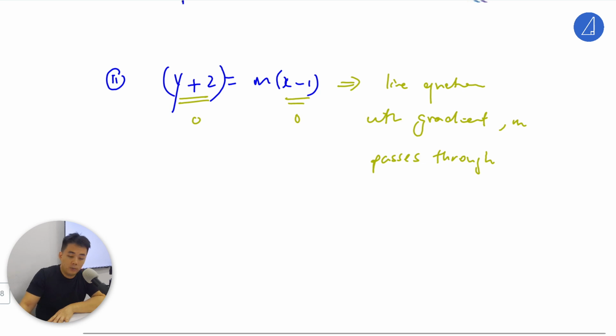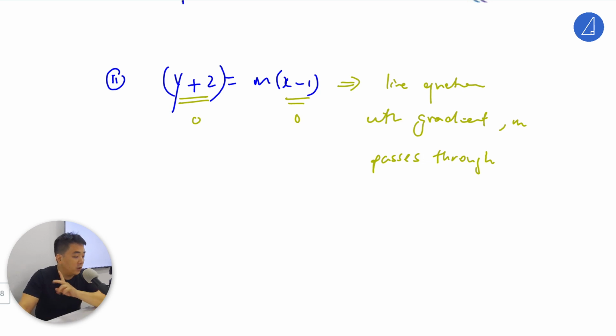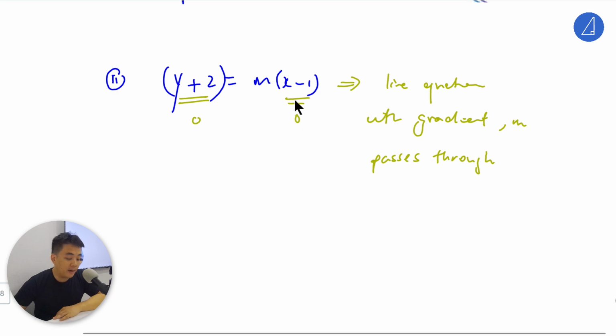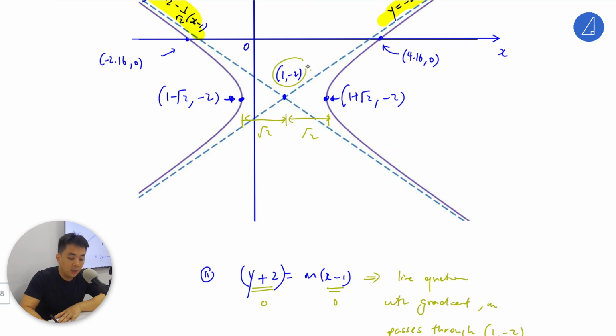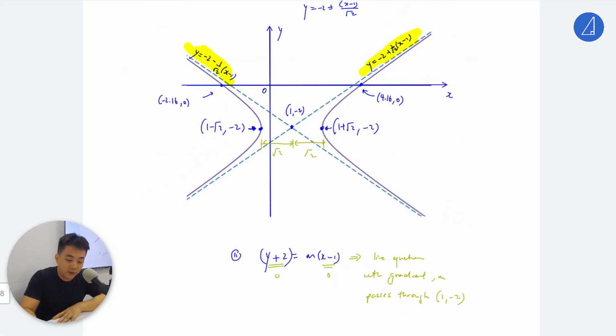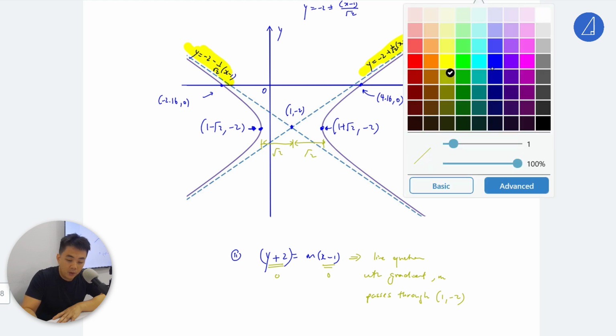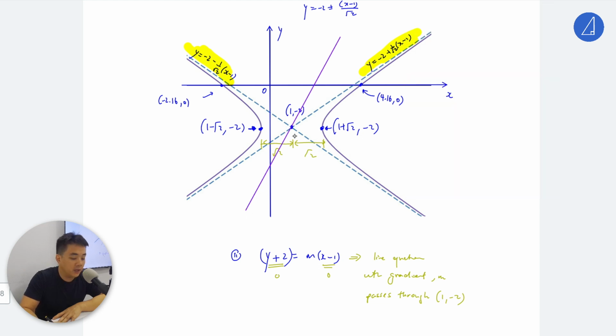Because one point I know for sure, I know M is always changing. But if M multiplied by 0, I can be sure that this is also 0. So in other words, it will pass through 1 comma minus 2, which is here. So what you need to visualize is actually a line which pivots about this point here. The gradient just pivots about there.